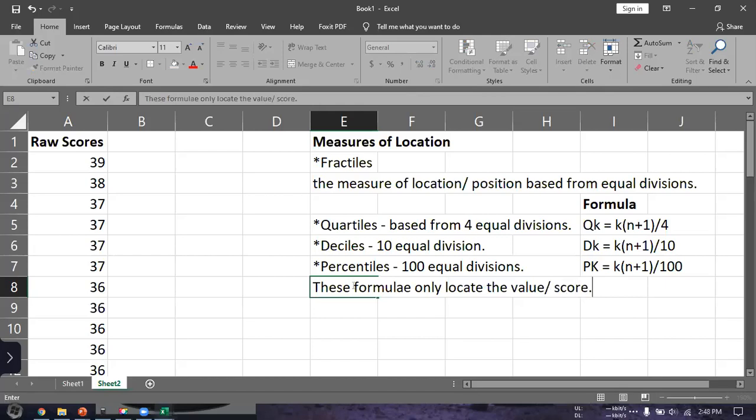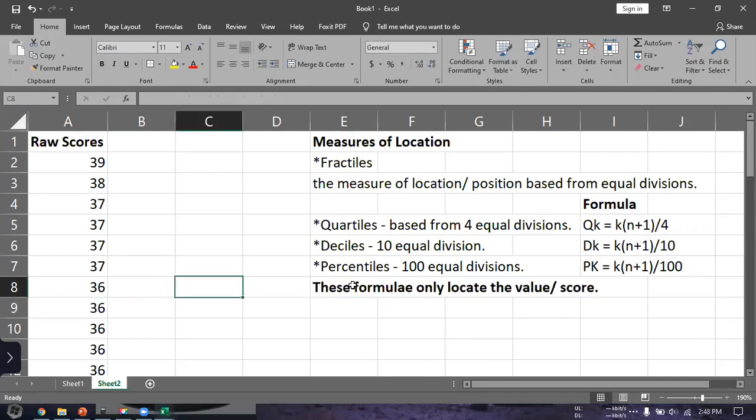Right? This formula only tells the location, the position of a certain value. So you may need to locate the values after you have computed for the locations or positions. Now let's try to have an example.